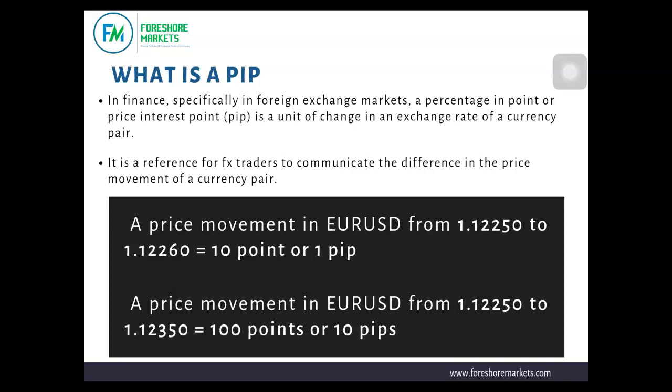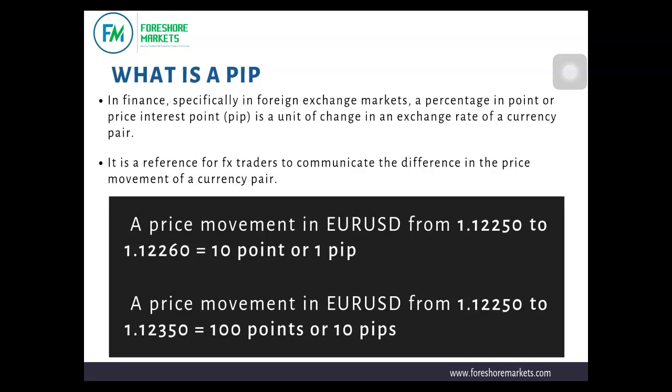In the forex market, a pip is short for percentage in point, or price interest point. This is a unit of change in the exchange rate of a currency pair. It's also applicable to commodities and all other instruments and asset classes. It's basically a reference point for traders and analysts to communicate the difference in price movement from one price to another.